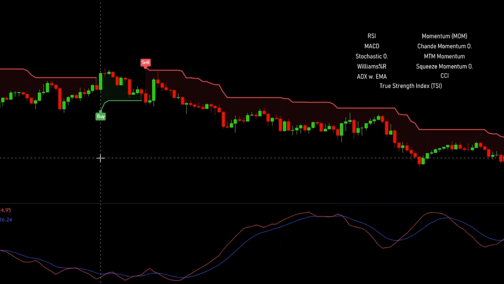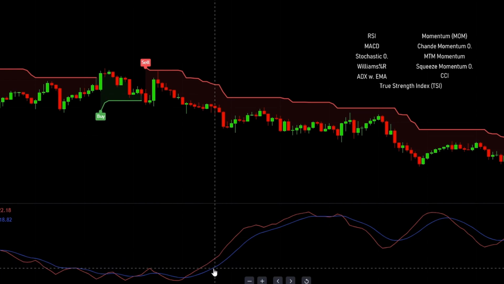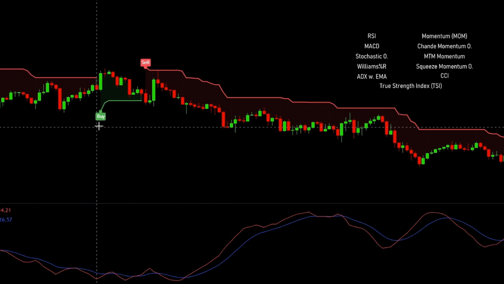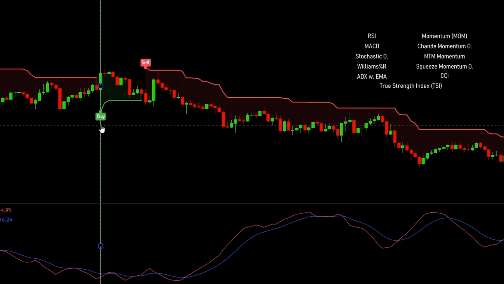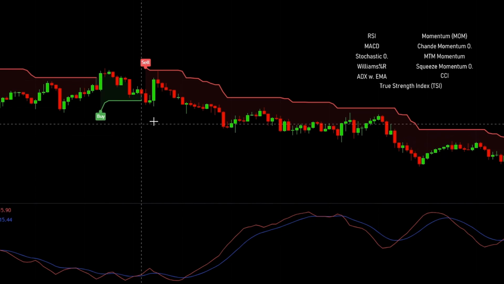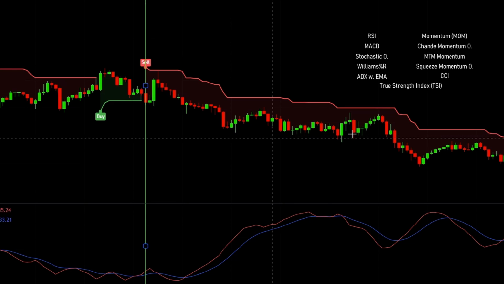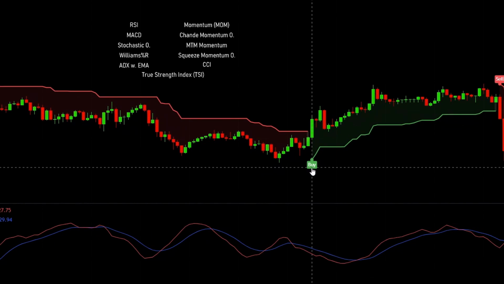Both long and short entries are only allowed if the ADX line is above the EMA line. So for example, this long entry wouldn't be a valid entry, as the ADX line was below the EMA line. But this short entry is now a valid entry, as the ADX line is above the EMA line. This buy signal wouldn't have been a valid entry, as the ADX line is below the EMA line.